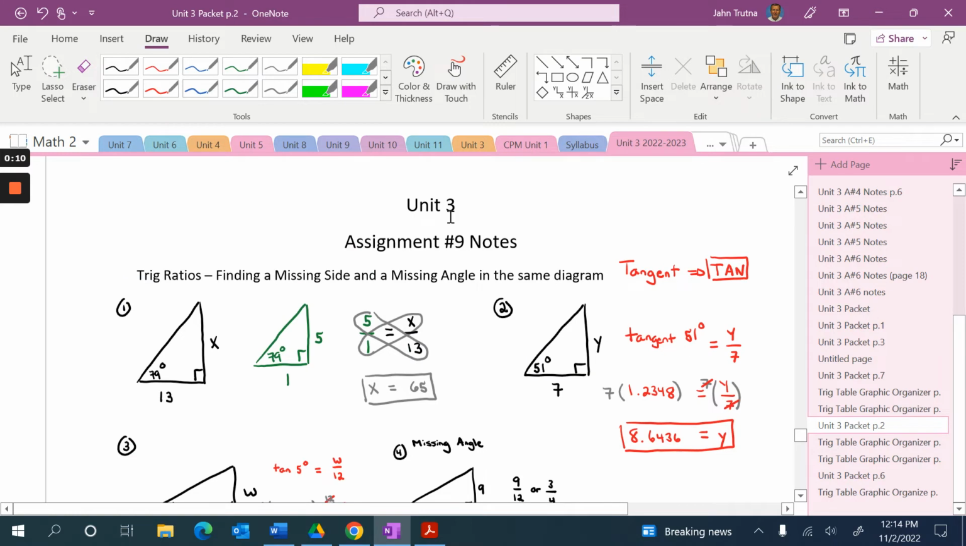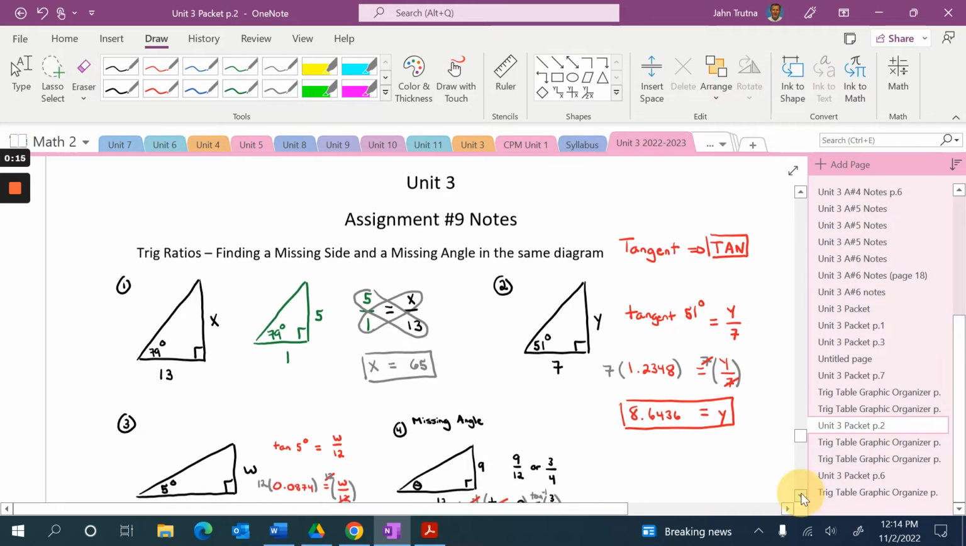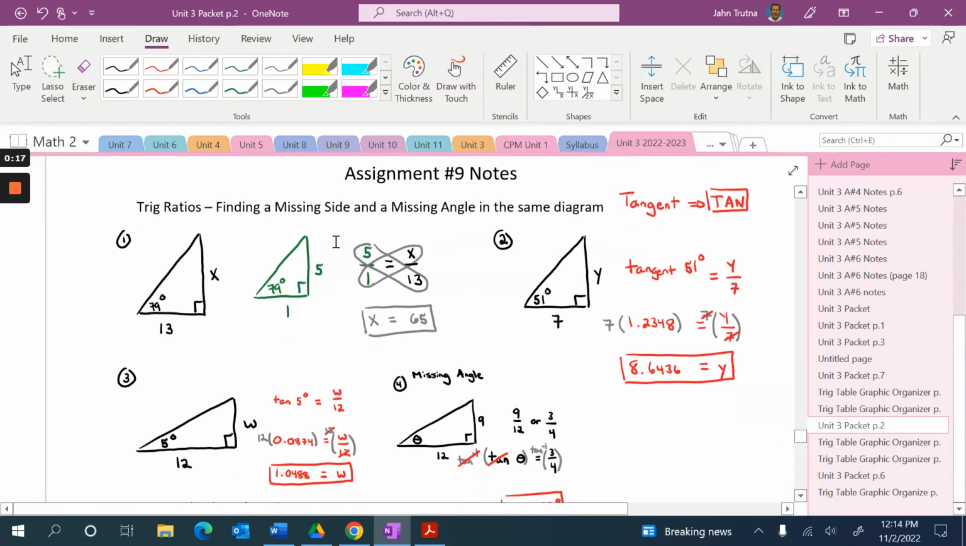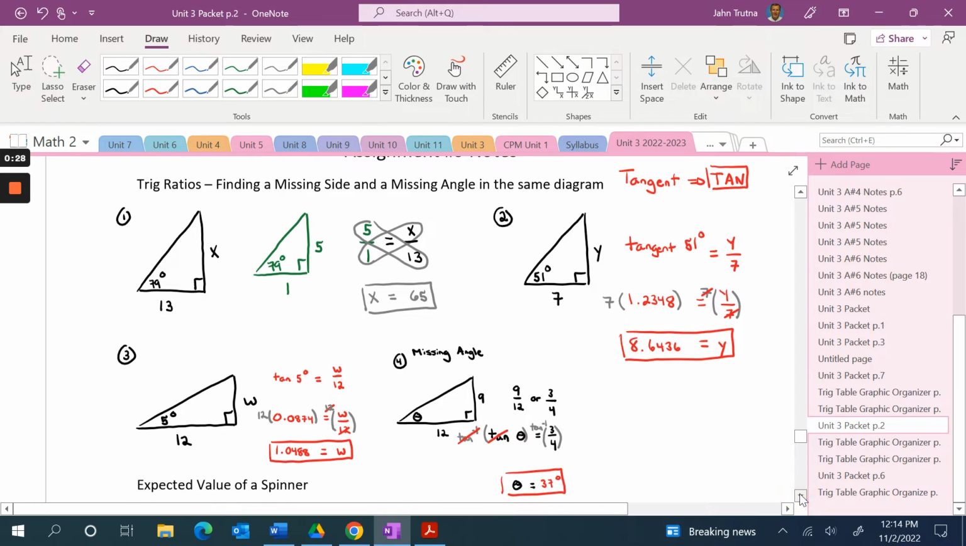All right, we're on Unit 3, Assignment number 9's notes. What you're looking at right now, where it was talking about the trig ratios, finding a missing side and a missing angle, is the notes that we went over in class. If you were absent, you might want to pause the video and get all this information down. You're responsible for it, to have it in your notebook. Sorry you missed it. If you weren't here, we missed you, of course.